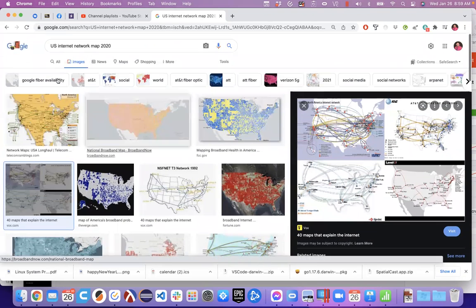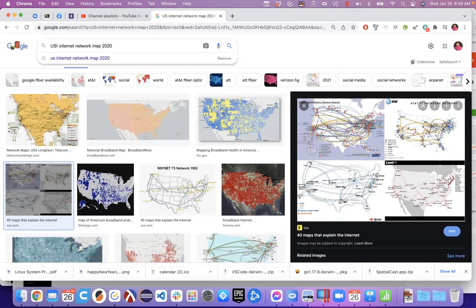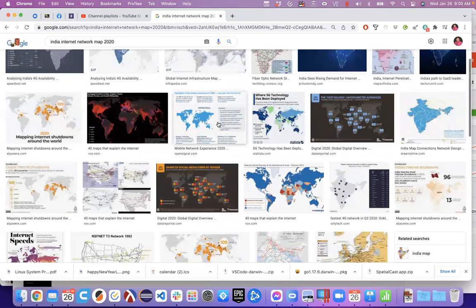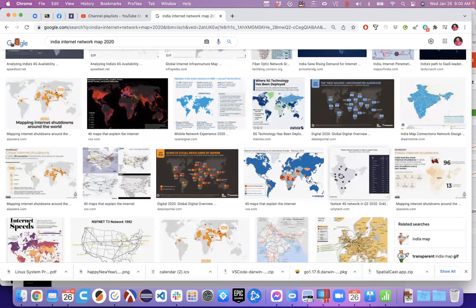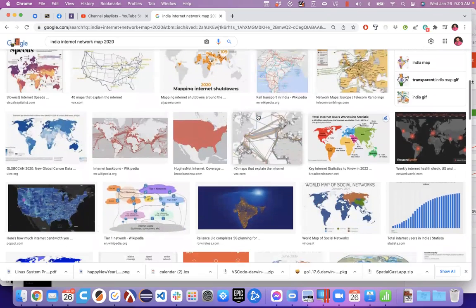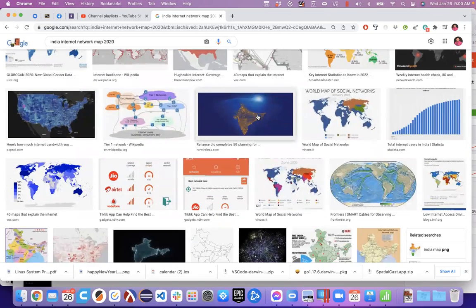Now, what might be interesting to look at is India. We're probably going to see core structures around Hyderabad, Mumbai, Delhi. Let's see if we can get, is this like a heat map? No. I won't spend too much time on this. It's just more of an interesting thing since we were just looking at the US map.